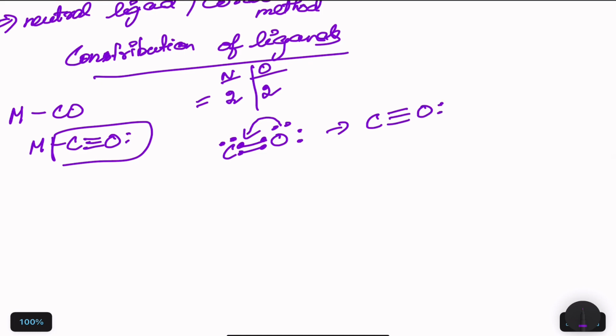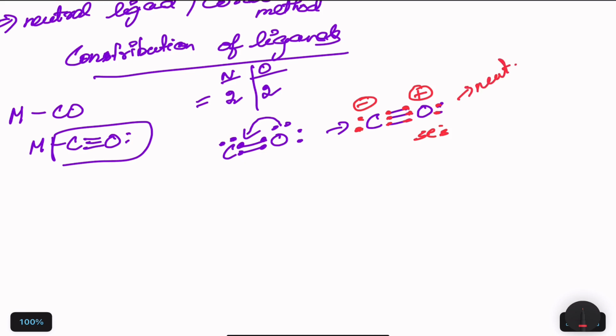Oxygen initially had 6 electrons. Now if you count the red dots, it only has 5 electrons, so it is deficient, so it is plus. Carbon initially had 4 electrons. Now if you count, it has 5 electrons, so it has gained an electron, so it is minus. This plus and minus balance, and that's why it is a neutral ligand.